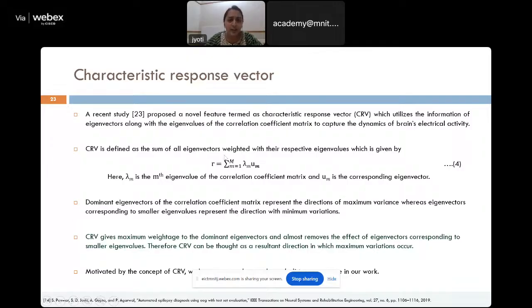It was already defined, but there is a major limitation, as we have already discussed with PCA. Suppose here the correlation coefficient matrix of EEG data has been considered, and we have found the eigenvectors and eigenvalues of the correlation coefficient matrix, and then we find this CRV, the characteristic response vector.